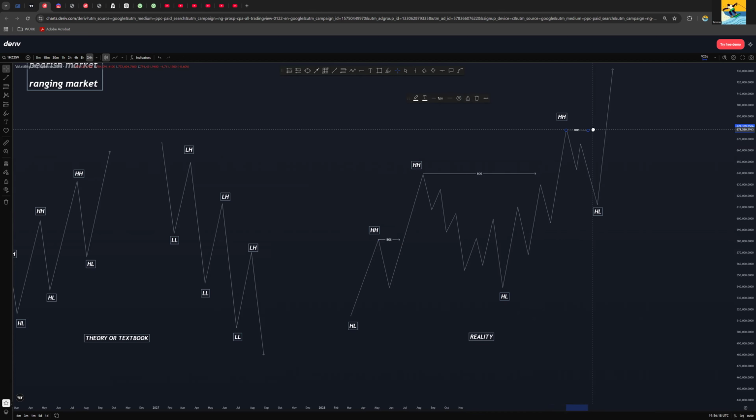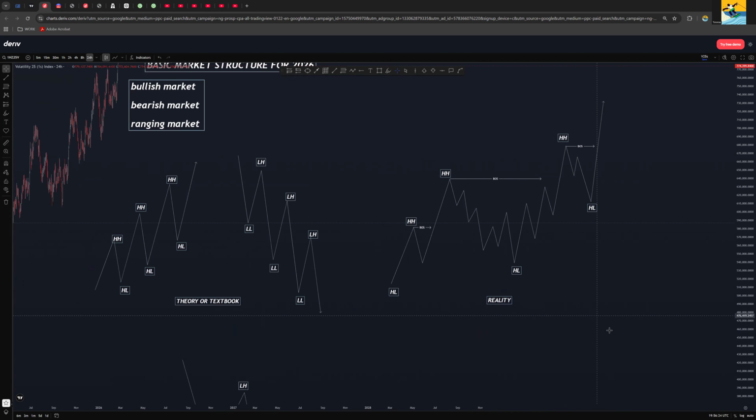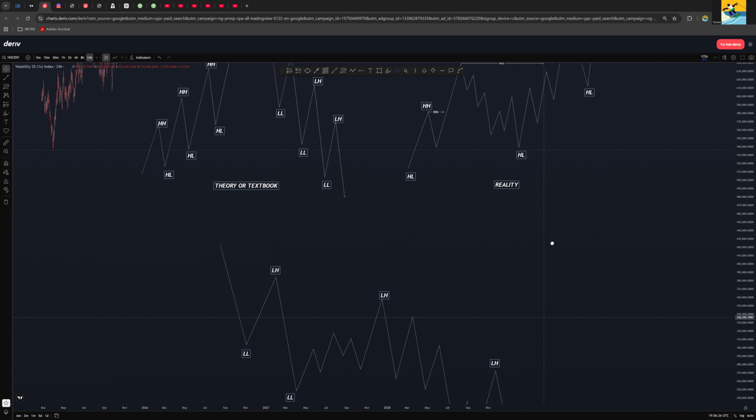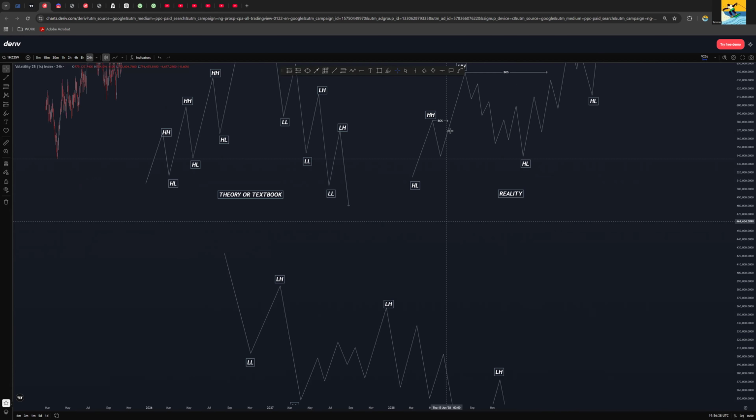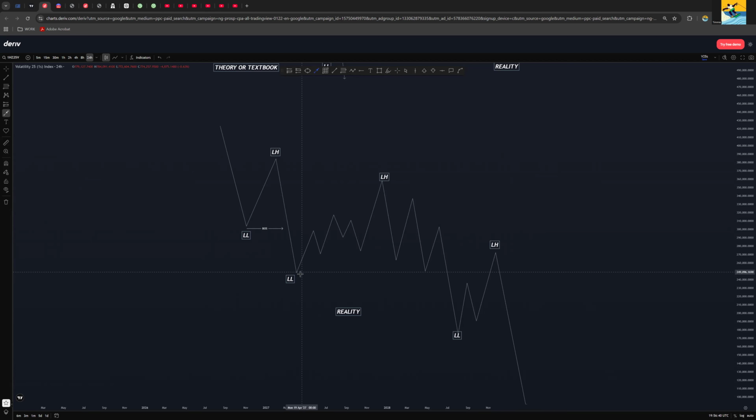So let's further label it. Remember, after the price breaks a higher high, it is called a break of structure. Same thing goes for a downtrend. Whenever price breaks structure and has your lower low.